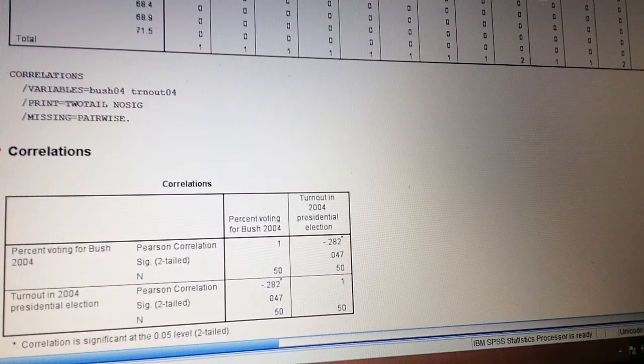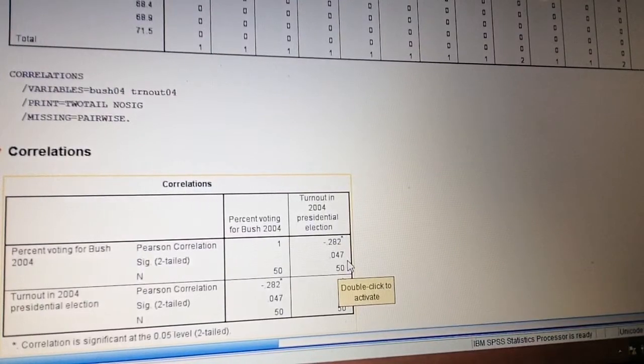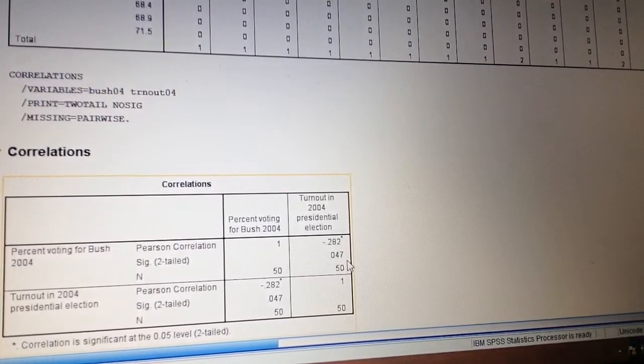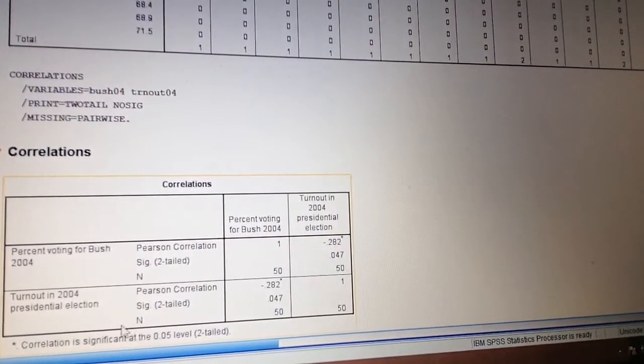So what you would do here to write up the first part of this question, you would say something like the sig2 tail test is 0.047, which is well below our threshold of 0.2. Therefore, we know that we have observed a real relationship. Period. Then, the Pearson correlation coefficient is negative 0.282, and that is a very strong correlation. So this indicates a very strong relationship between the two.